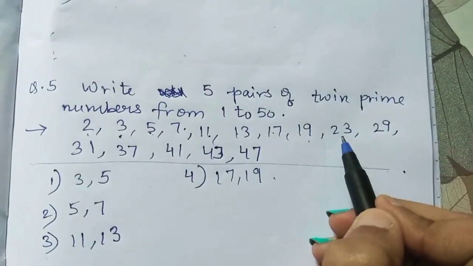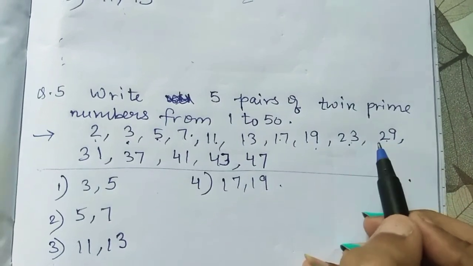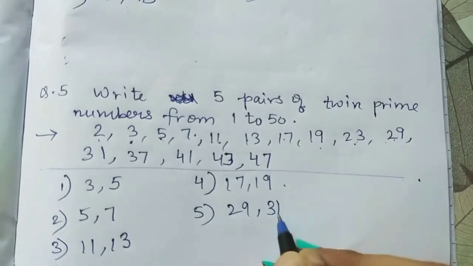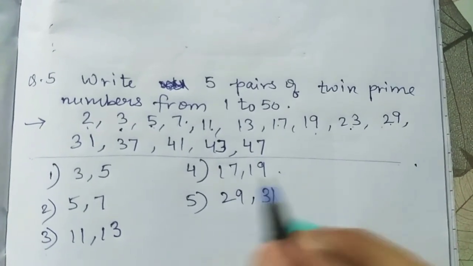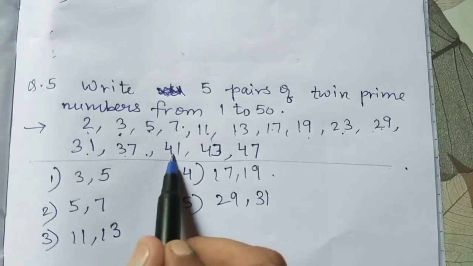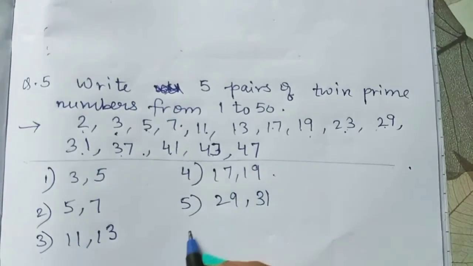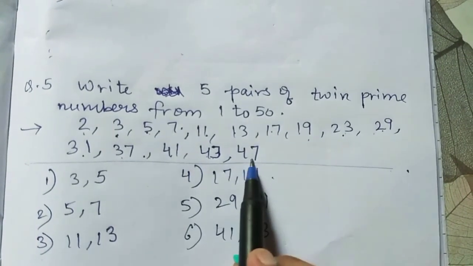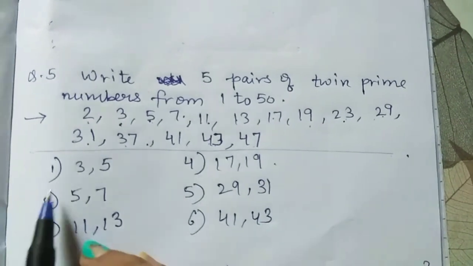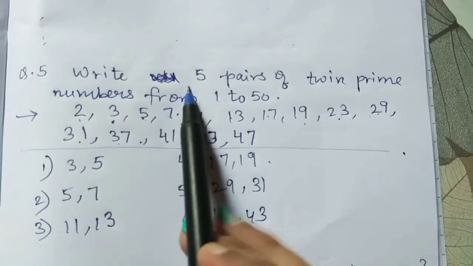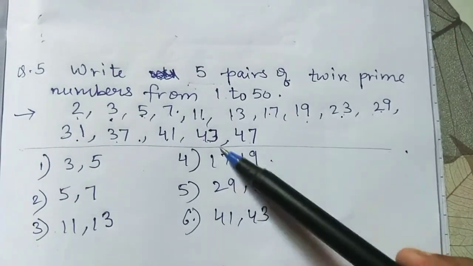19, 23 no. 23, 29 no. 29 and 31 yes. Next, 31, 37 no. 37, 41 no. 41, 43 yes. Lastly, 43, 47 no. Okay, so these are the twin prime pairs from 1 to 50. The question says we have to list 5 pairs, but we have listed here 6 pairs, so that is fine.